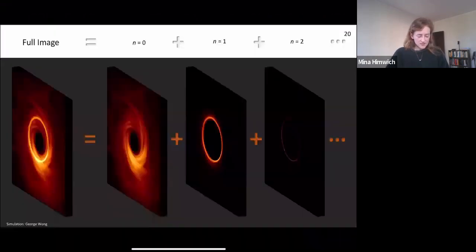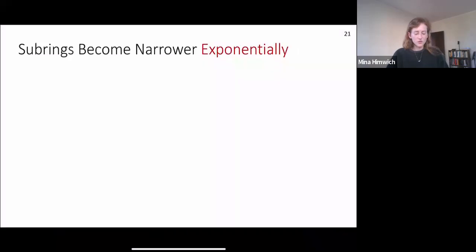Just as a reiteration here, the full image is made up of the sum of different sub-images that correspond to photons executing different numbers of half orbits. So this has been a qualitative picture so far, but it can be described quantitatively in general relativity, just solving for the photon geodesics.